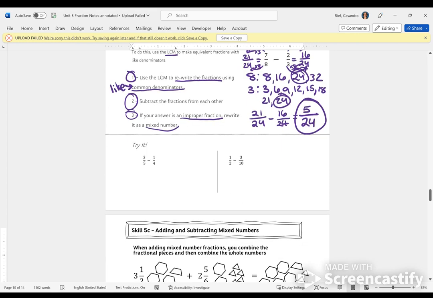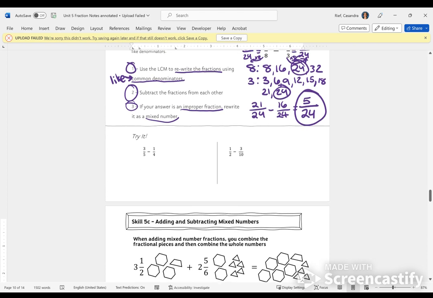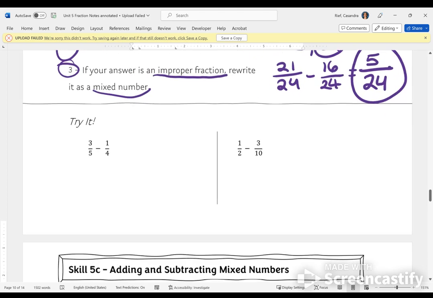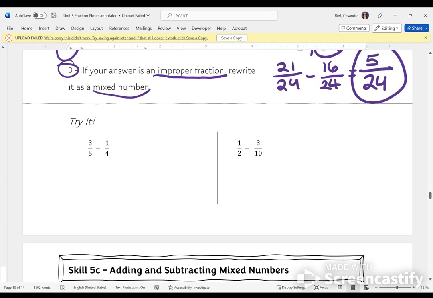On to the try-its. Remember, you could choose to do it on your own and then check your work, or you could choose to work with me. All right, so we're going to start with 3/5 minus 1/4. Step 1 told me to find the LCM and then rewrite it using that common denominator.